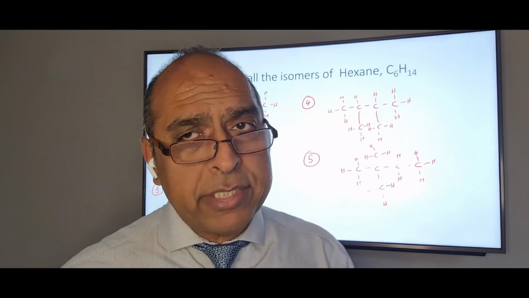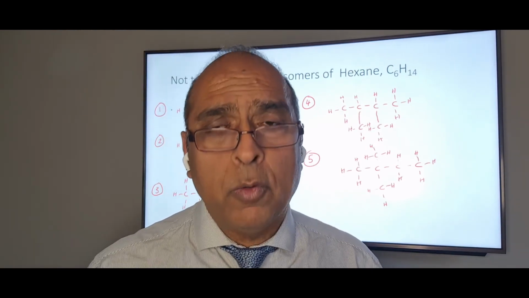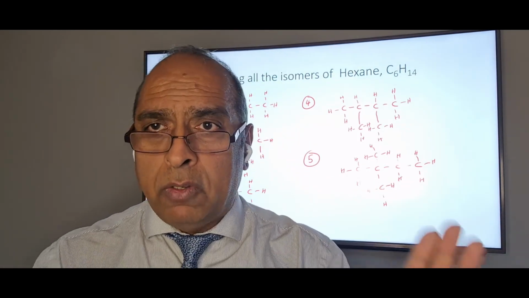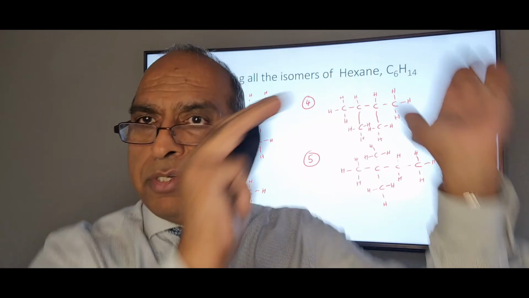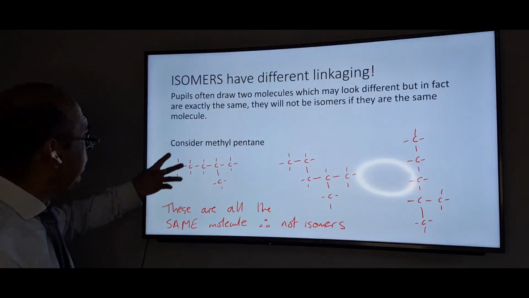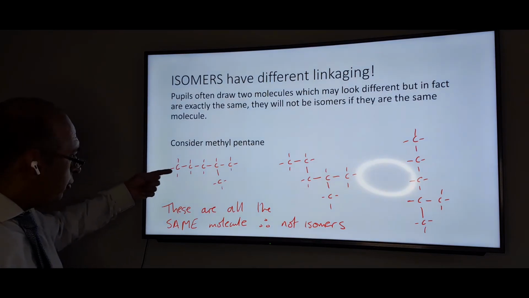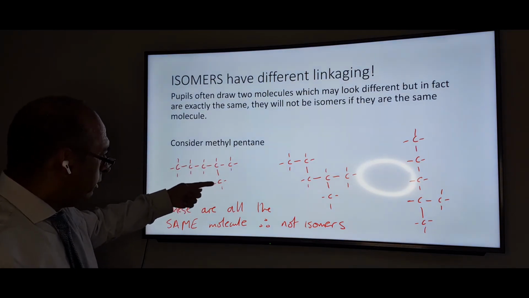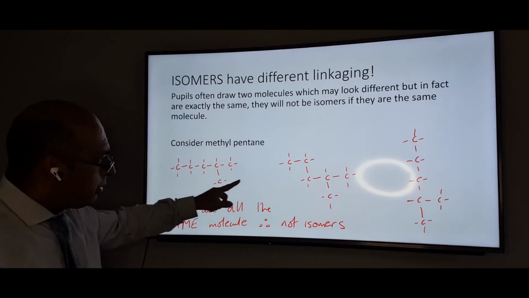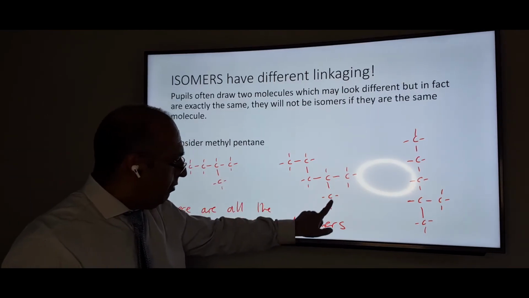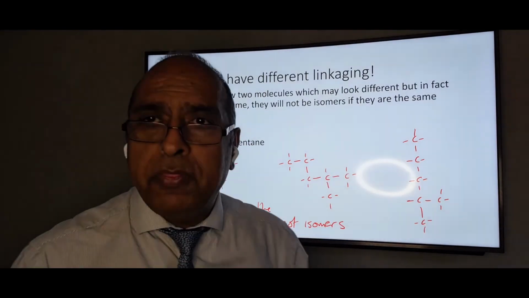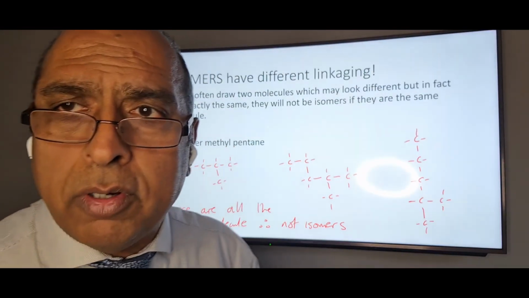And practice drawing isomers. The problem with you practicing drawing isomers is you normally draw the same molecule just looking at it in a different way. Like that. Say you're asked to draw hexane. Now that is methylhexane, and people think that is different. It's not. They're all the same. Those 3 on the board are the same.